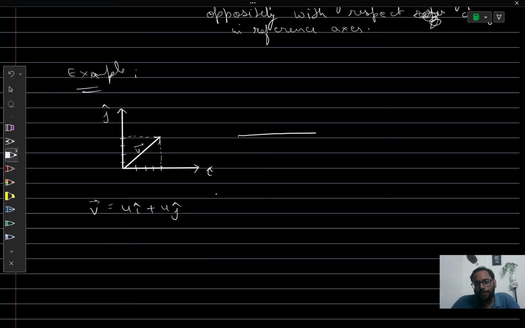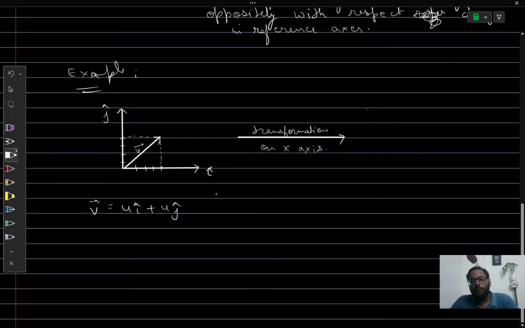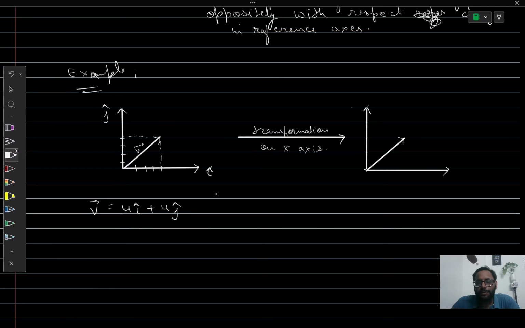Now I do some transformation on the x-axis, like I just stretched it. This can be similarly drawn as this, and this is my same vector. My vector should not change when I do transformations on the axis, because it is a geometric object.